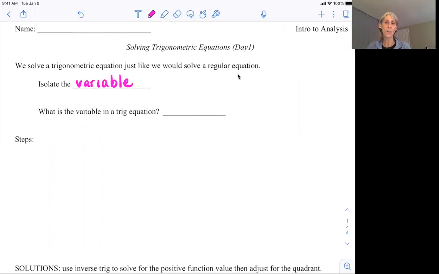So what is the variable in a trig equation? Well, the variable is going to be our angle, which in most cases is going to be theta. Sometimes it will be given to you as an x value. Okay, so just remember that. And this is not an ordered pair. This is just different ways we can represent our variable.